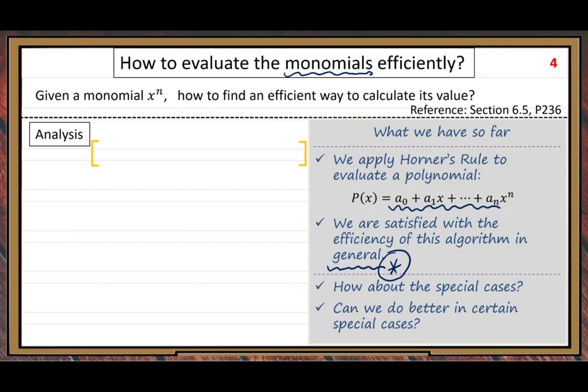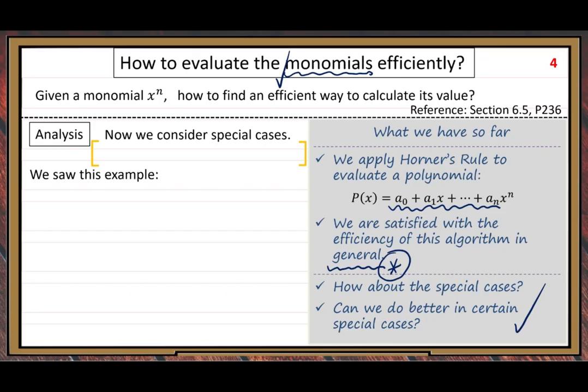So the first special case is the monomial. You can see this is a very special polynomial. In this polynomial, all the coefficients except one are zero. Only one is non-zero. All the other coefficients are zero. That's the monomial case. So the question: can we do better? First, we consider the monomial case. So let's try it.